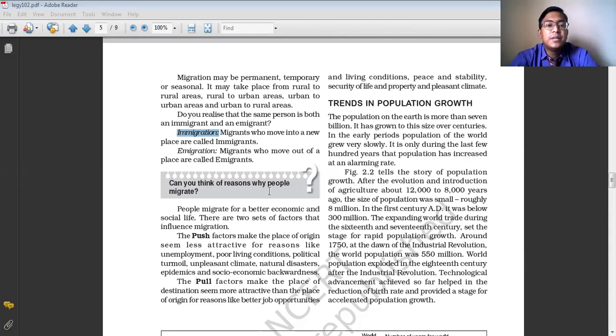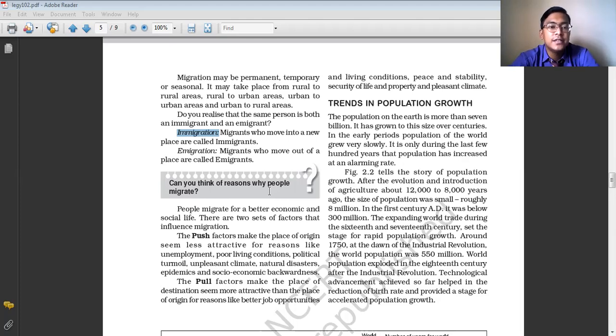So why do these people basically migrate? We saw that people are migrating within the country, outside the country, from rural to urban areas, urban to urban areas, and from different areas to other areas. Why do people migrate? People migrate for various reasons actually.